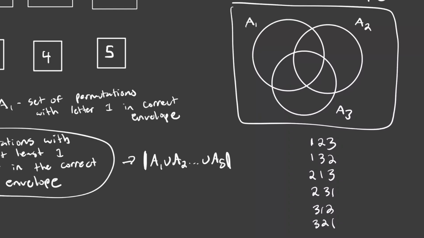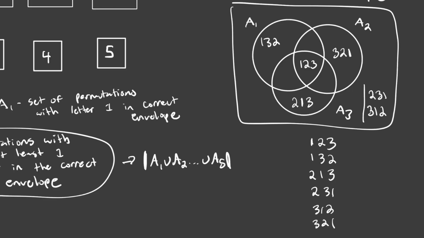Where 1 is in its correct spot here. If it's in the first position, that just corresponds to the letter being in the correct envelope, right? This is what it would look like if you filled in the Venn diagram with all these permutations down here, right? Like 1, 2, 3 in the center, because every single letter would be in the correct envelope in this case. 1, 3, 2 is over here because only the first letter is in the correct envelope, right? 3 and 2 are switched.